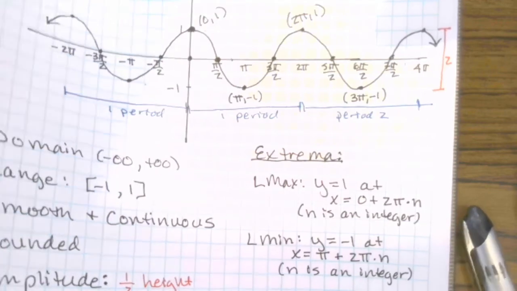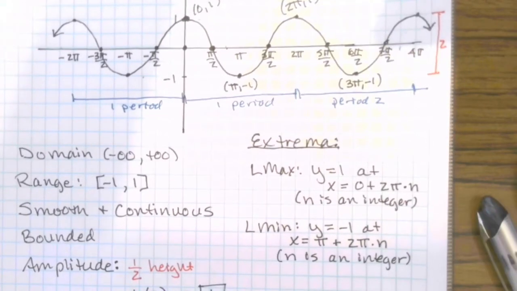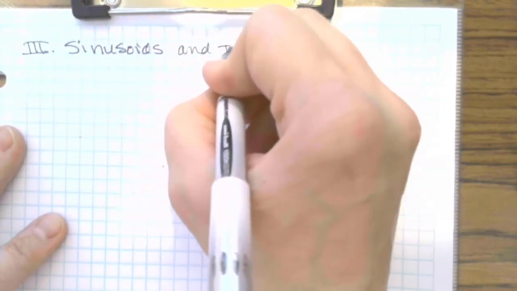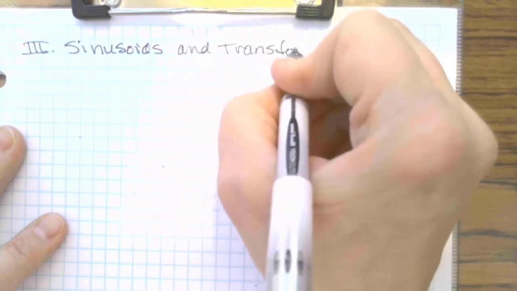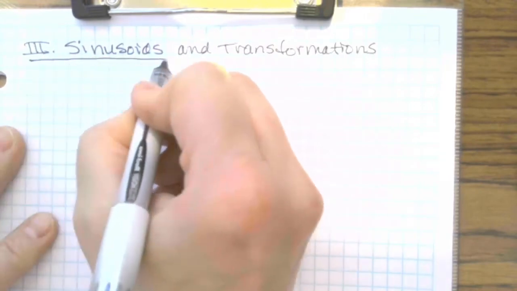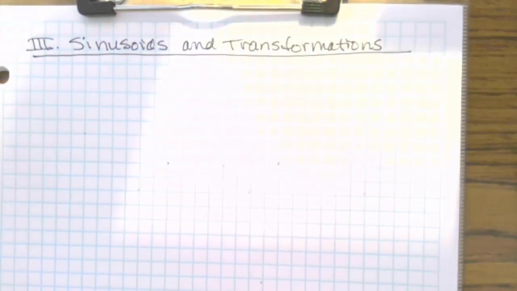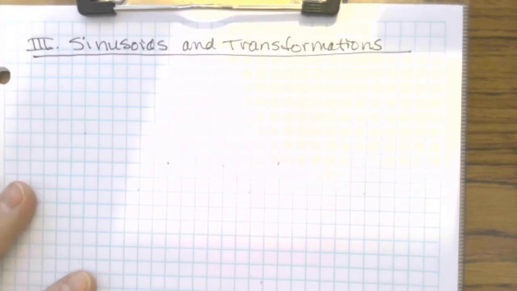Okay, so those are your two basic functions and what you need to know about them. Now we're going to get into analyzing the graphs. So this is Roman numeral 3, sinusoids and transformations. Now what you'll find is many of the transformations are similar, if not identical, to the ones you already know. But there are a few new terms you need to learn when it comes to sinusoids.